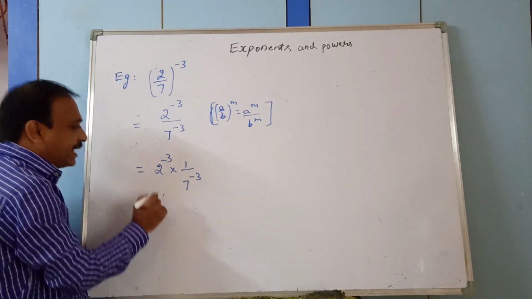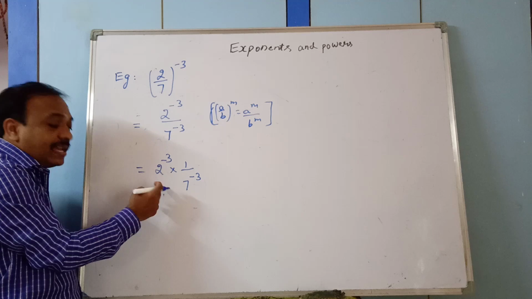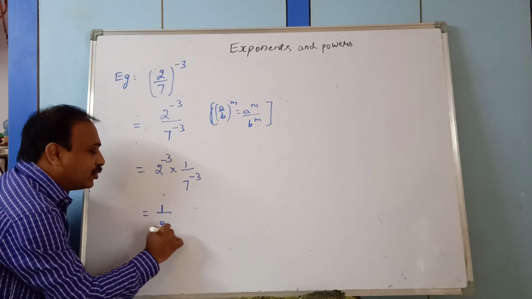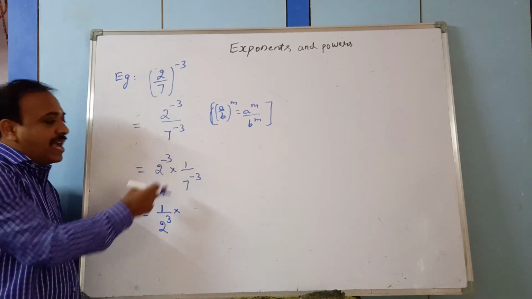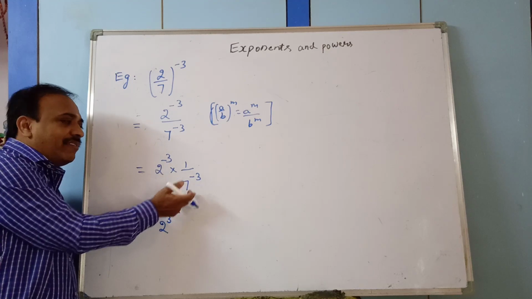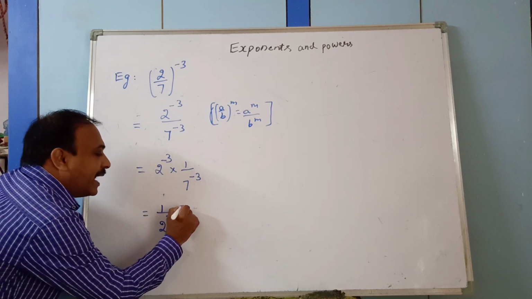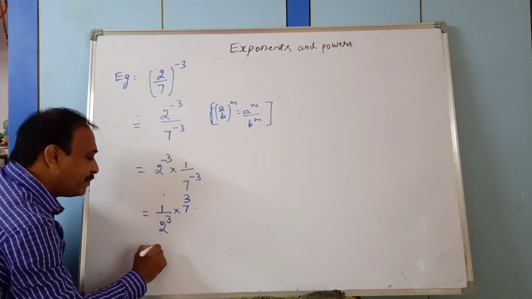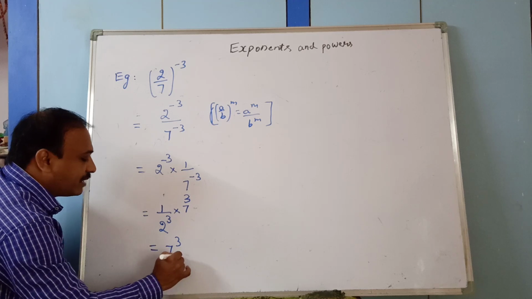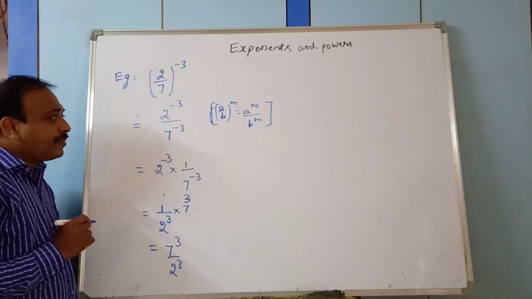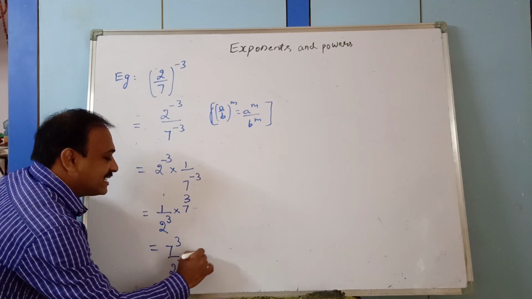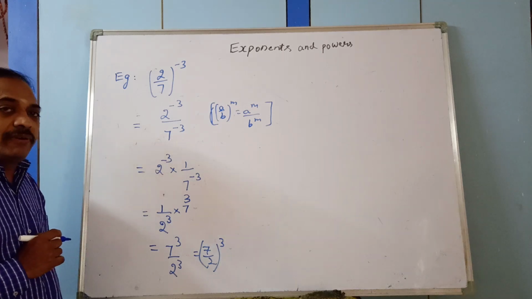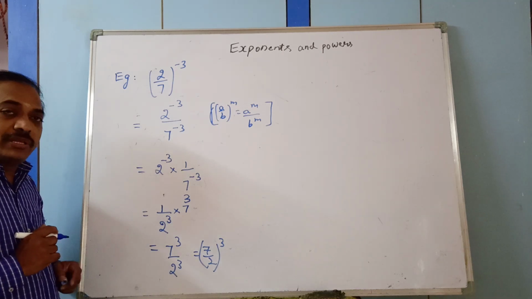Now you tell me, 2 to the power minus 3, if you want to write it as a positive power, what will you do? You will write 1 by 2 to the power 3 into, and for 7 to the power minus 3, what will you write? This will go to the numerator part, 7 to the power 3 by 2 to the power 3, which can be written as 7 by 2 whole to the power 3.